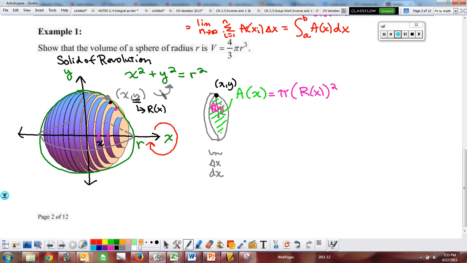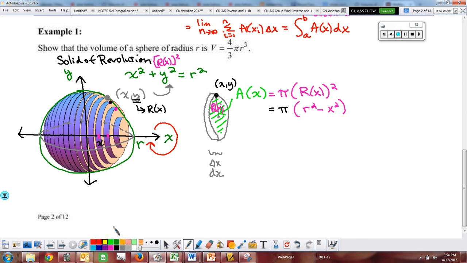The answer is yes. I can solve, and the nice thing here is this is where my r of x is. So r of x squared is this y squared. So you're matching that up, so r of x squared is going to end up in this problem being r squared minus x squared. All right, so that's our area formula, where we have found our area formula as a function of x.